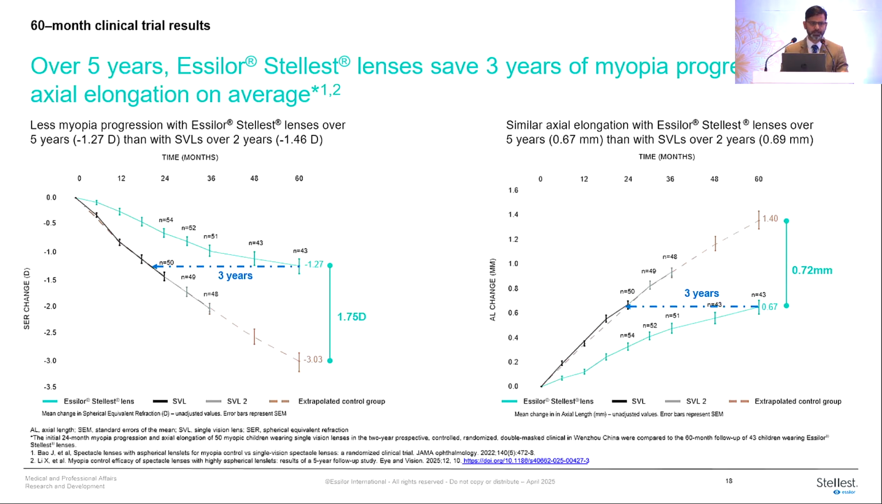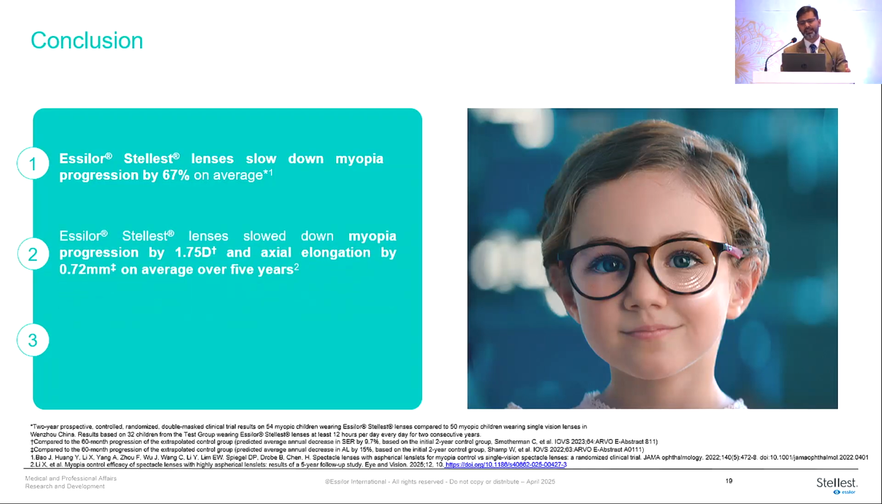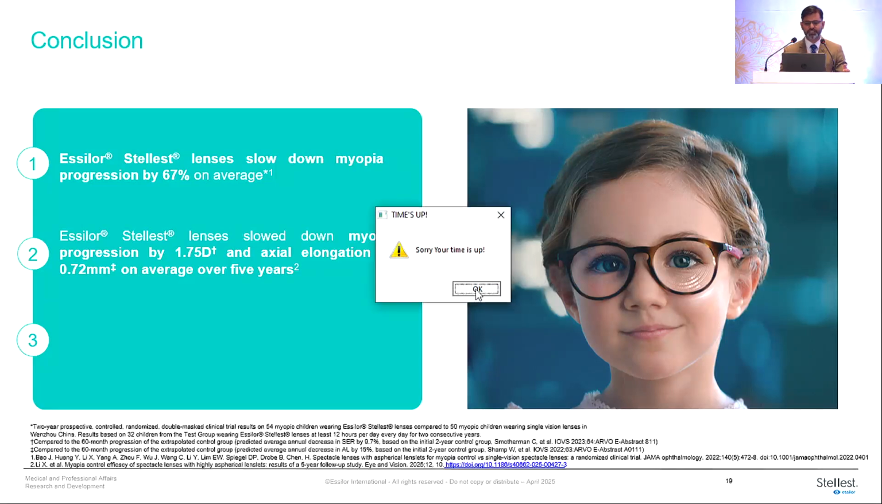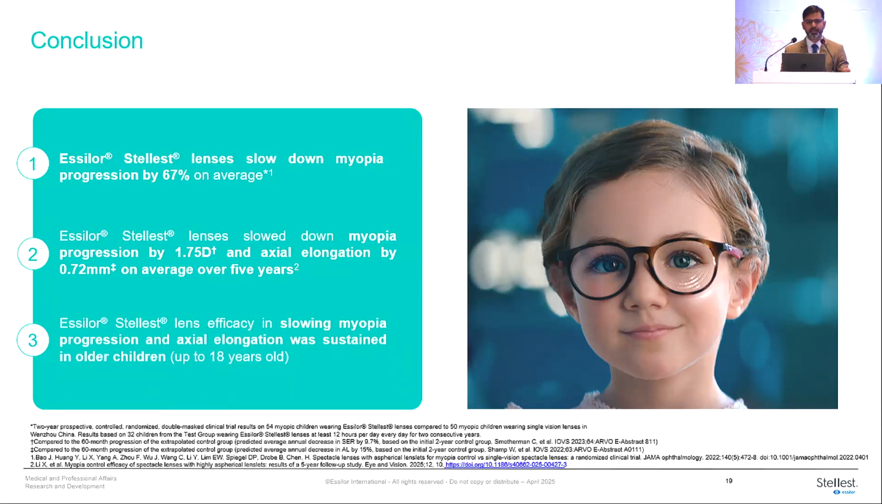To conclude, I'll say Stellest lenses slow down myopia progression on average by 67% based on 2-year results. At the end of 5 years, what we have seen is the progression slowed down by 1.75 diopters and 0.72 mm on average in terms of axial length. And not only this, the children we recruited were 8 to 13 years old. By the end of 5 years, they were between 13 and 18 years. Over there also, we have seen a slowing down in progression with the use of Essilor Stellest lenses.